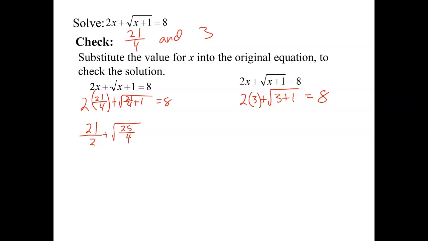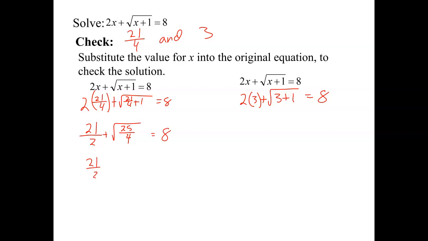What do you need in order to add fractions? Common denominator. So if I'm adding 21 over 4 with 1 over 1, what's my common denominator going to be? 4. Yeah, remember. So how'd you get that 4 on the numerator? I took the 1 over 1, which is 1, and I multiplied it by 4. Got it. Okay.